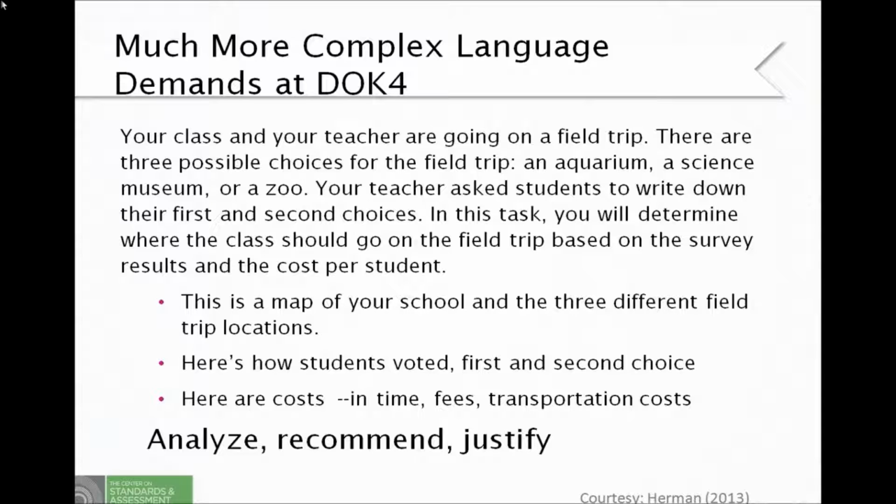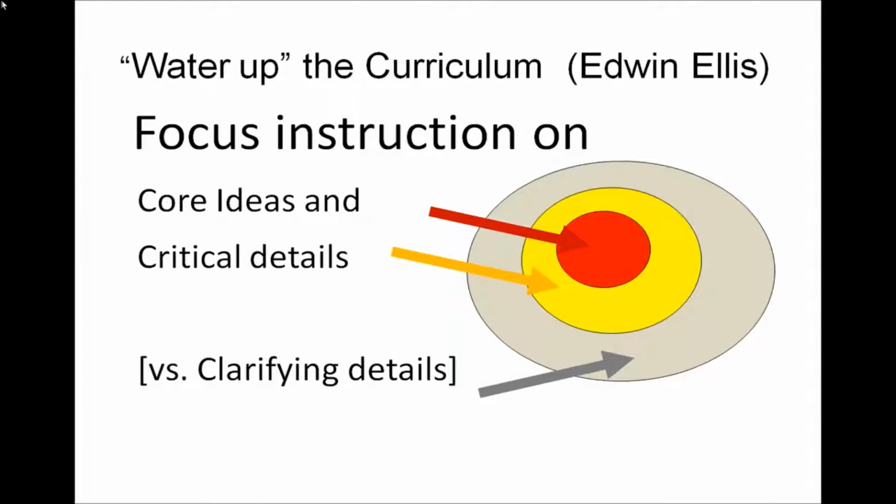So one approach in the lessons that we're seeing that are really effective is taking a moment to focus in on the core ideas and the critical details. Edwin Ellis has a great way of saying this. He talks about watering up the curriculum. So you're really focusing on the key ideas for this content area. There's definitely a tendency to simplify content instruction for English learners in order to reduce the language load on these students. However, doing less with the content does not lead to more gains in learning. Because of this, again, it's an equity issue; these kids run the risk of falling behind.